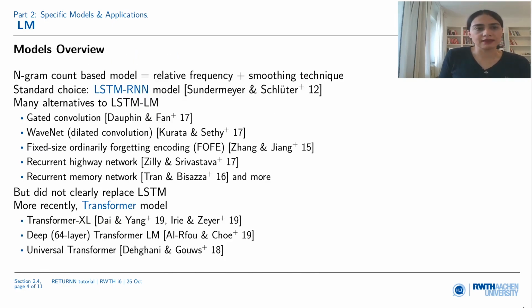Let's look at language models in general. The early models are n-gram count-based models, which are computed using relative frequency counts equipped with a smoothing technique. As neural methods, the standard choice has been LSTM RNNs for many years. And we have many alternatives for LSTM language models like gated convolution, WaveNets, feedforward, highway and memory networks. But none of them really replaced LSTM until the success of transformer models, which are usually deep.